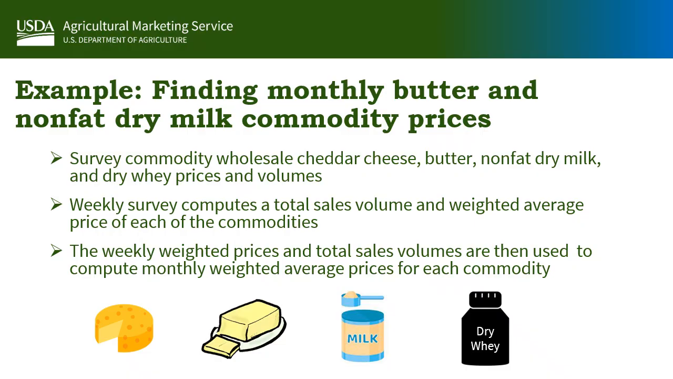Here's an example of how AMS determines the monthly butter and non-fat dry milk commodity prices. From the handler survey, the weekly weighted prices and weekly sales are averaged together to find the weighted average price of each commodity for that month. Remember, the commodity prices of 40-pound cheddar blocks, 500-pound cheddar barrels, butter, non-fat dry milk, and dry whey are used in these calculations. Now let's take a look at what goes into the calculations.